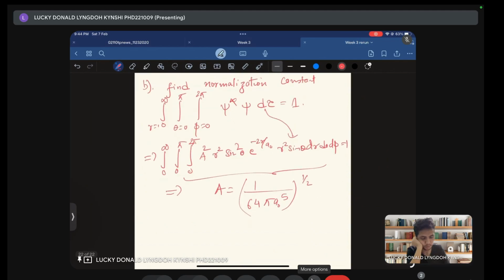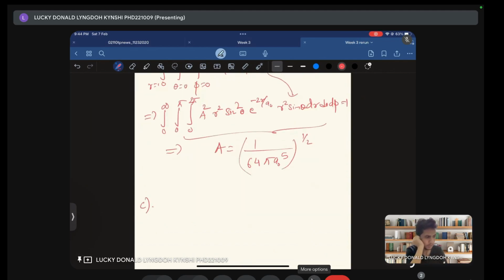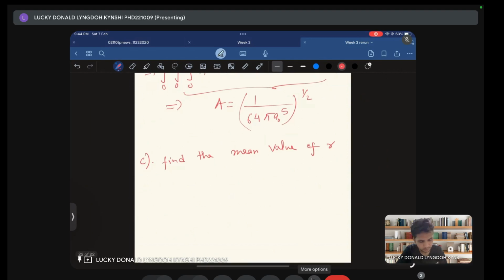Find the normalization constant. Now the third is, find the mean value of r. Again, we are going to find the expectation value of r. r is given to you. What is the expectation value? I have given it to you before. The expectation value of A is equal to the integral of ψ* r ψ dτ. If it is already normalized, you don't need to divide by ψ*ψ; otherwise, if it's not normalized, you have to divide by ψ*ψ.